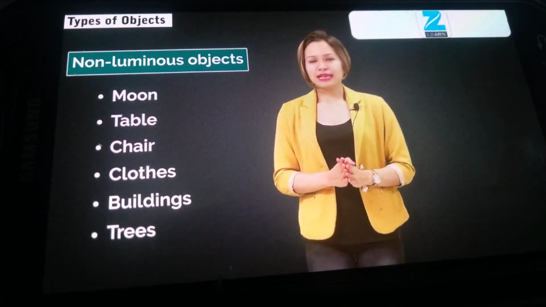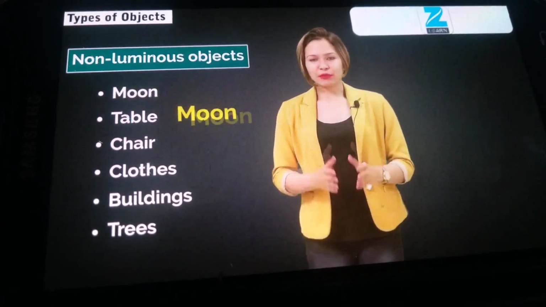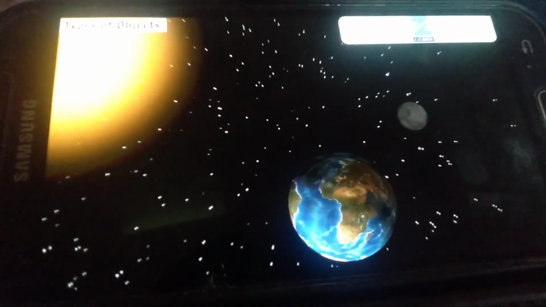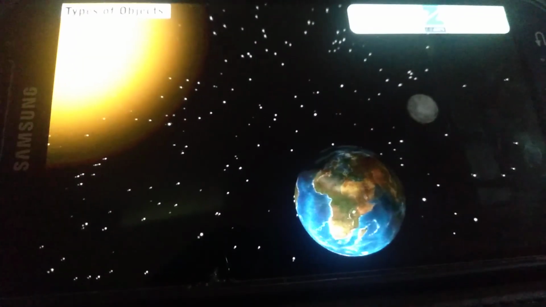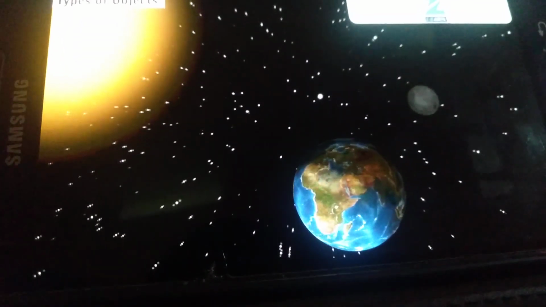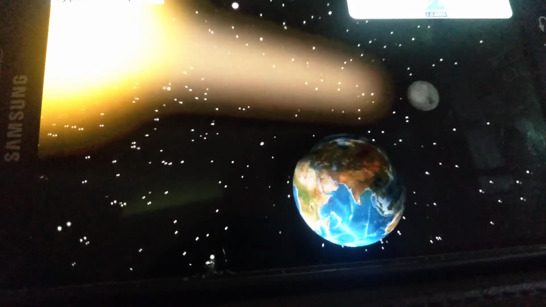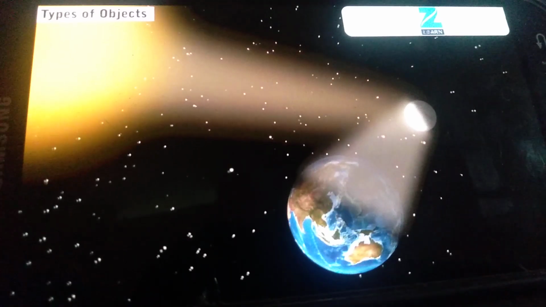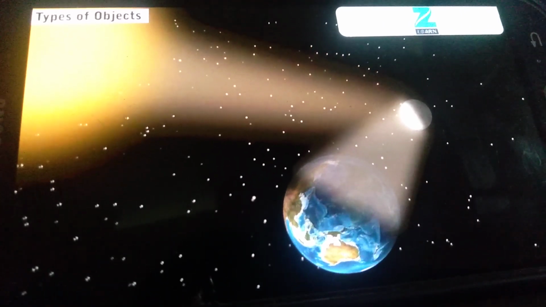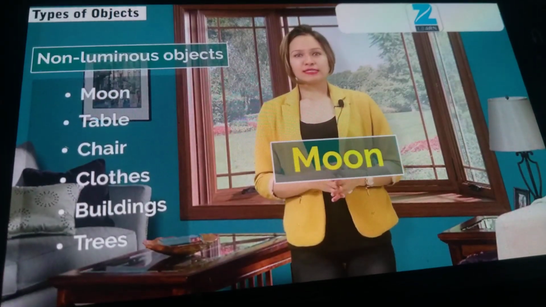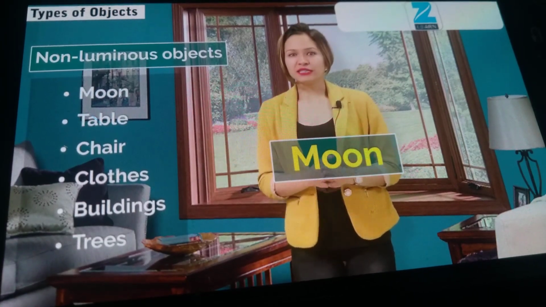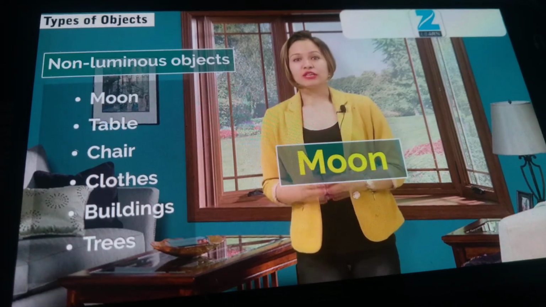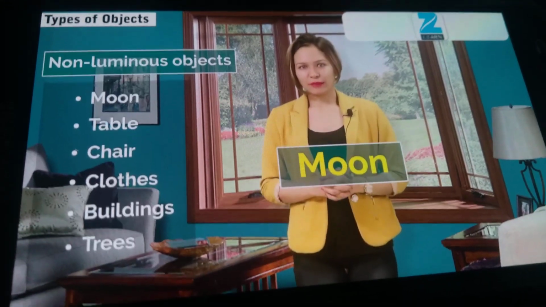Well, to understand this concept, let's take the example of moon. So, the fact is, moon is a non-luminous object, but still we are able to see it because it reflects the light falling on it from the sun. And as the reflected light enters our eyes, we are able to see the moon. Similar is the case with all the other non-luminous objects. That means we are able to see them because of the reflection of light incident on them.